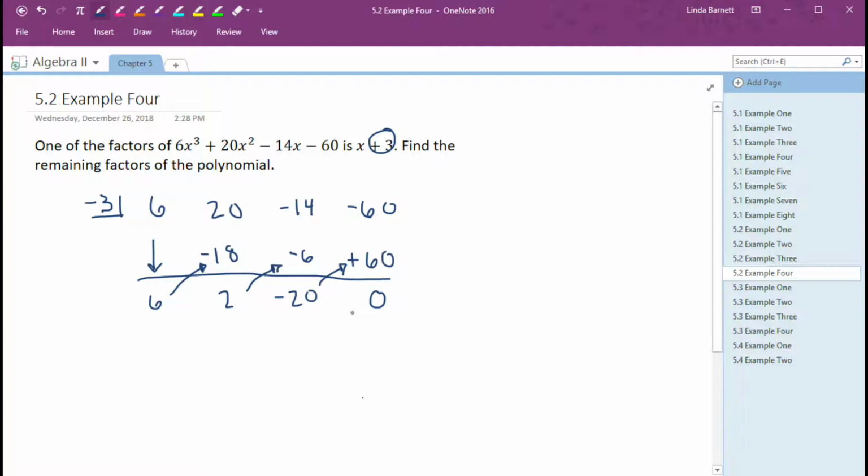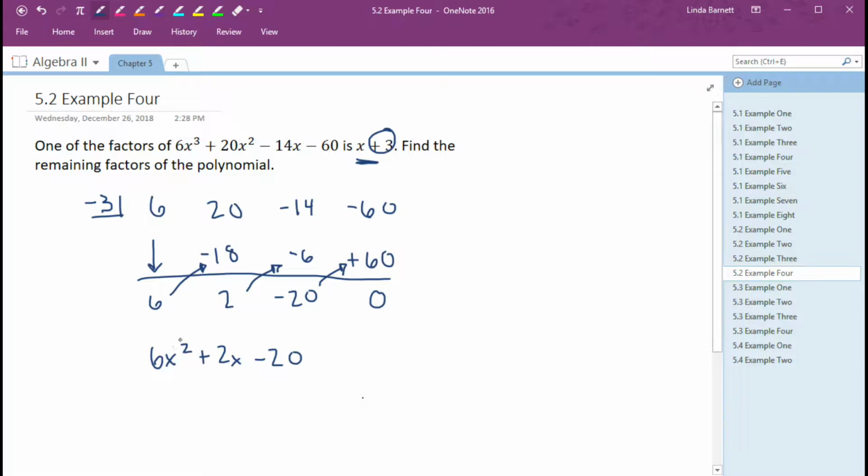And I should always get a remainder of 0 because it's telling me that this is definitely one of the factors. It's one of the numbers that divides evenly into this polynomial. So that if I had an x cubed, this term is going to be a 6x squared plus 2x minus 20. Now it's saying what are the remaining factors of this polynomial, which just means I have to factor it. I have to find the two things that would multiply to get to 6x squared plus 2x minus 20.